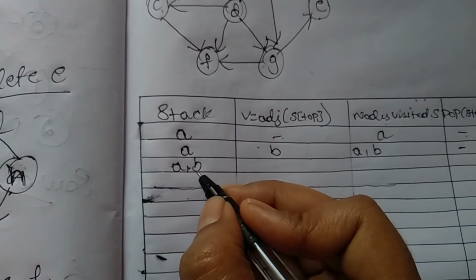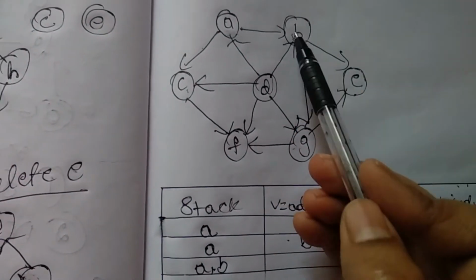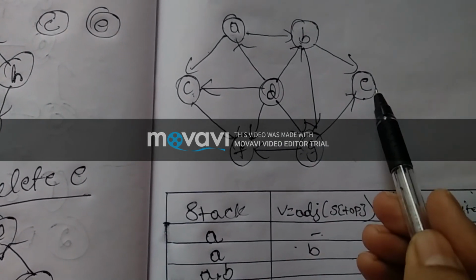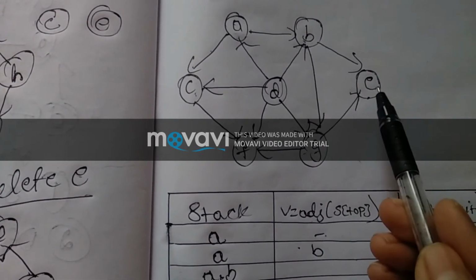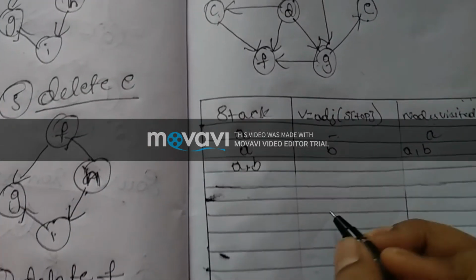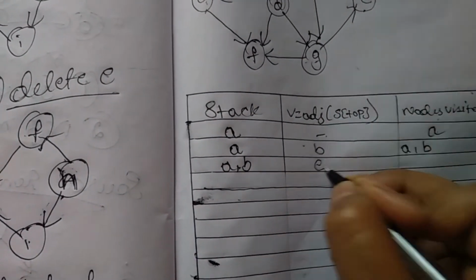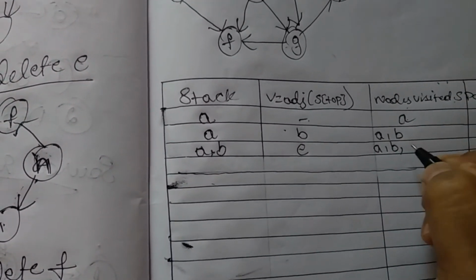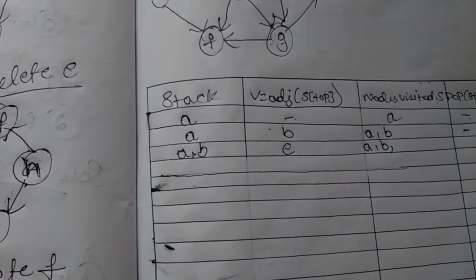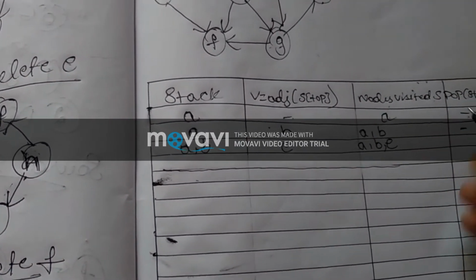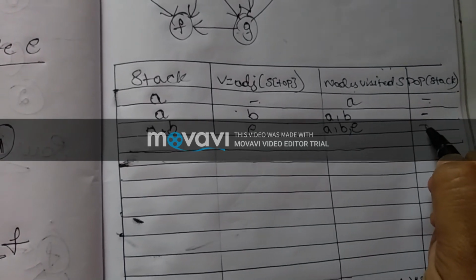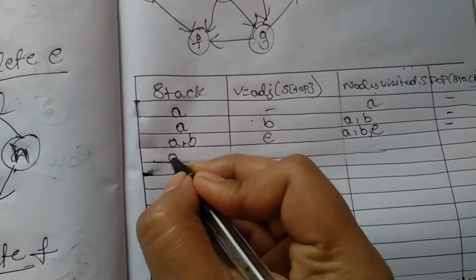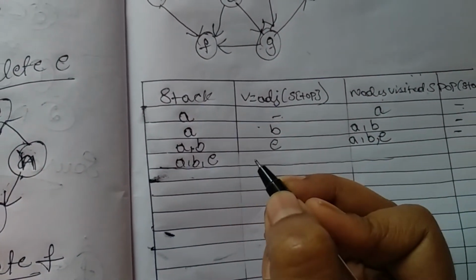Now you have to search for the adjacent vertices of B. How many outgoing edges? One and two, towards E and towards G. According to the condition, first I have to take E. The adjacent vertex of B is E. Now, what are all the nodes visited? A, B, already visited. Now I am visiting E. Pop nothing. Now, which is on top of the stack? E is on top of the stack. I'll take A, B and then E.